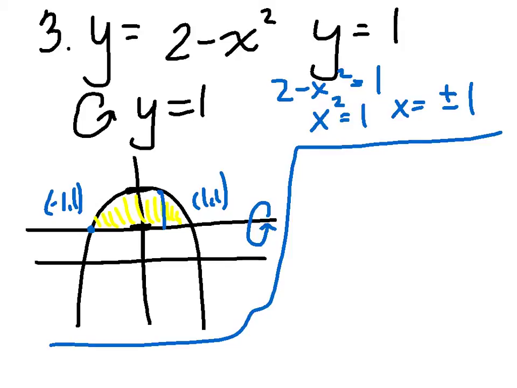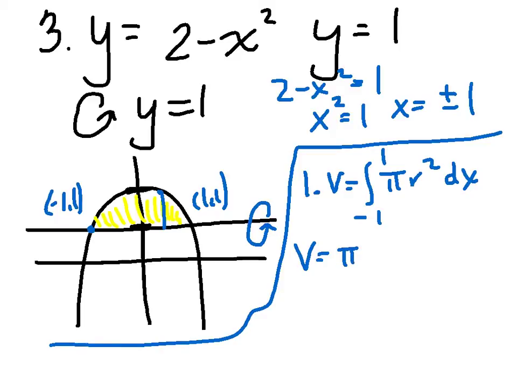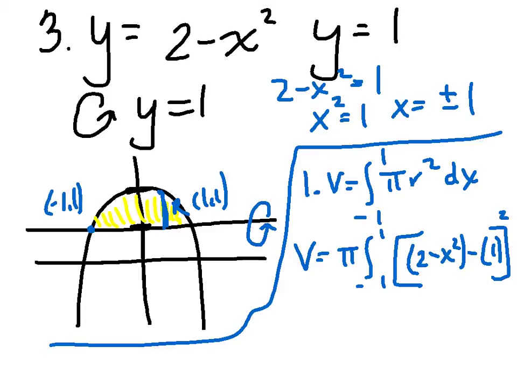So let's say my first setup, I'm going to say my volume is the integral from negative 1 to 1, which I think you'd agree with, and it's pi r squared dx. So volume equals pi, the integral from negative 1 to 1. My radius, I have it drawn in here. Let's put an r there. Upper minus lower, be careful this time. My upper is 2 minus x squared minus my lower, which is 1, and it's all of that junk squared, dx. Okay, so be real careful once you've got your upper minus lower, it's that quantity squared.